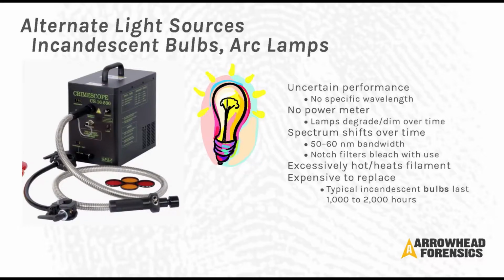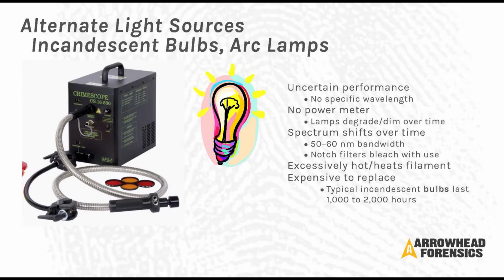We've mentioned several different types. One of the types is the bulbs or arc lamps. That's where it started, with the bulb. But bulbs have some inherent problems. One of them is uncertain performance, or really you don't have a specific wavelength. What you have is a bulb with a filter.